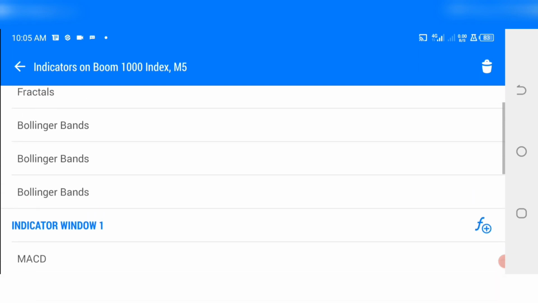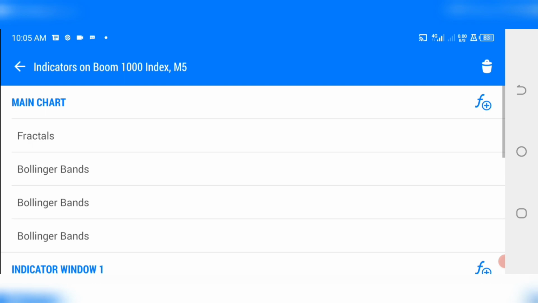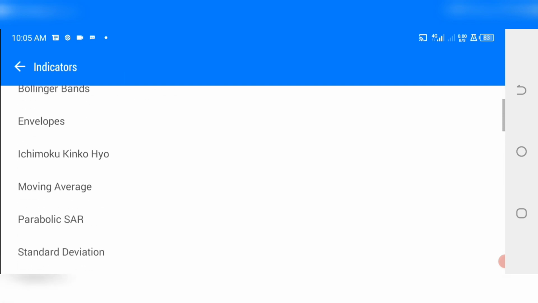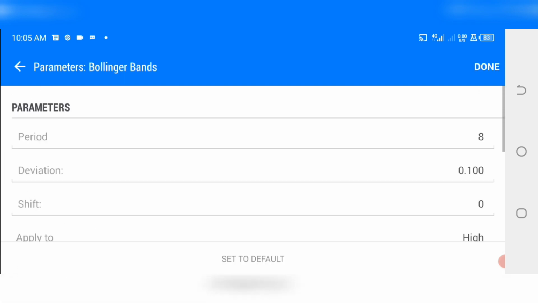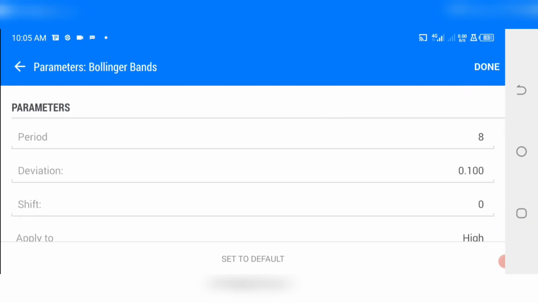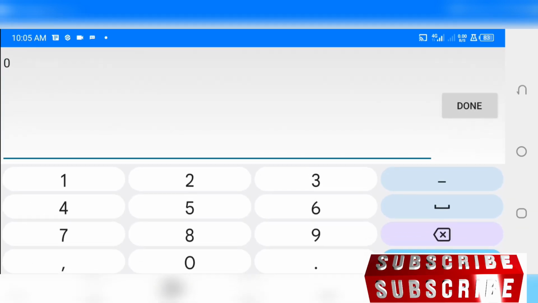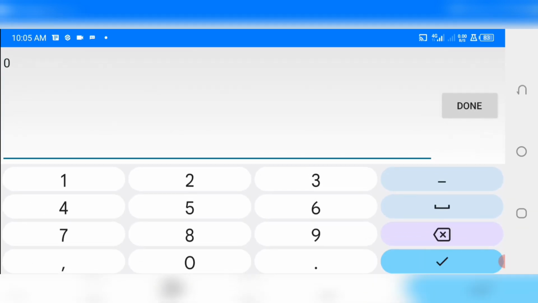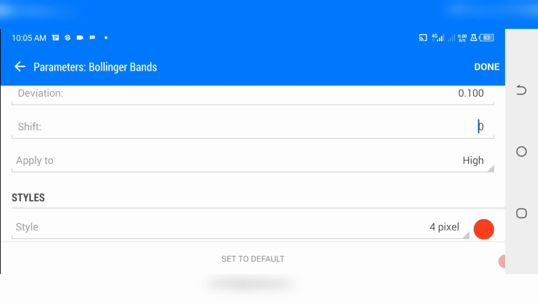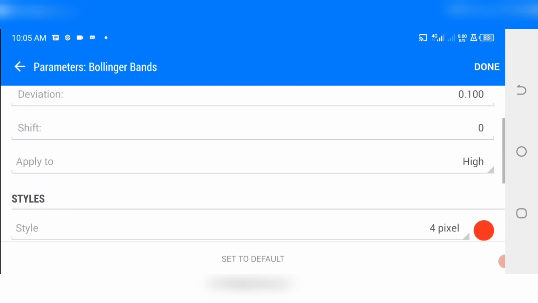So the last Bollinger Band. You click on your main chart and click on Bollinger Band. The period should be 8, deviation should be 0.100, shift should be 0, applied to should be high, then style should be 4 pixel red. Okay, so that's all for the Bollinger Bands.